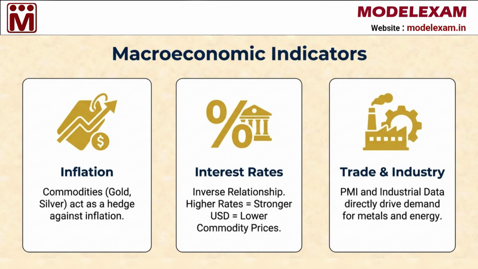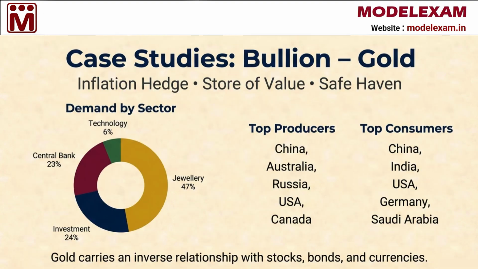Third is trade and industry data. We look at numbers like the Purchasing Managers Index or PMI and industrial data because they directly drive the demand for metals and energy. Let us look at a specific case study for bullion, specifically gold.